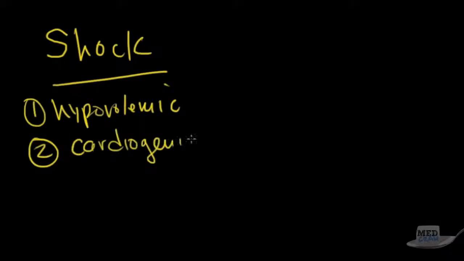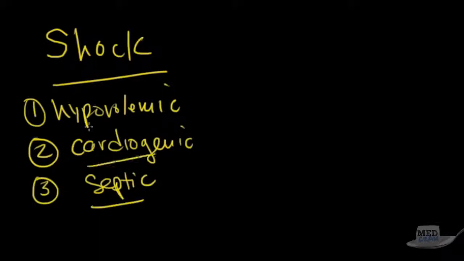Okay, the three different types of shock we're going to talk about is number one, hypovolemic. Number two is cardiogenic. And number three is septic. And you will remember that we talked about the different pathophysiology of these shock syndromes. Hypovolemic starts off with a low amount of volume in the body from either bleeding or dehydration or blood loss, and that can cause a low JVP, which will cause a low cardiac output and a high systemic vascular resistance.